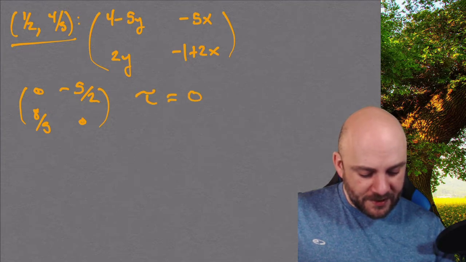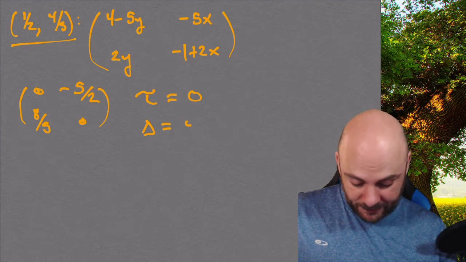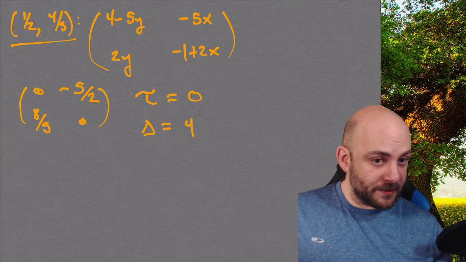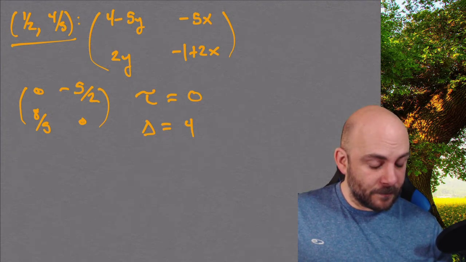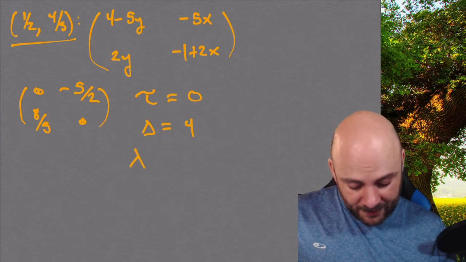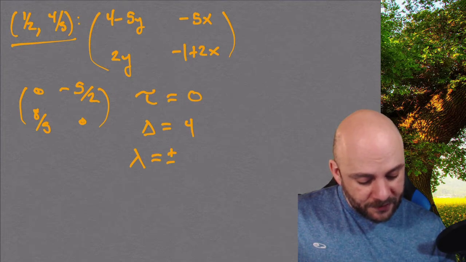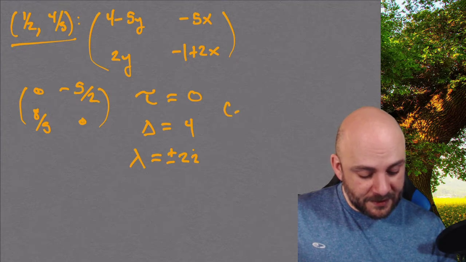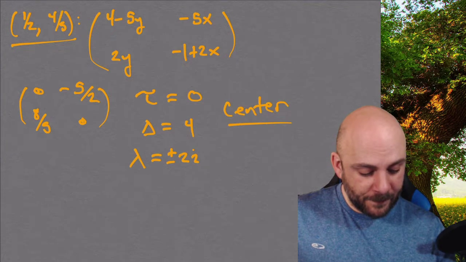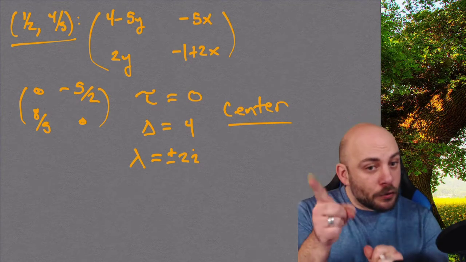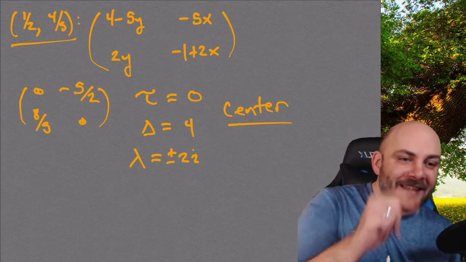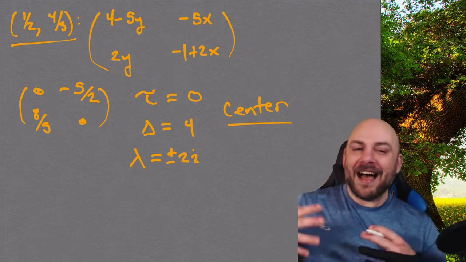The trace is 0, and my determinant is a positive 4. Do you know what kind of equilibrium point that is? Another way to think of it is that my eigenvalues are plus or minus 2i. So this is a center. Now you might be like, whoa, you just told us to be careful. I did. But this one's really a center, okay? I can show you arguments.